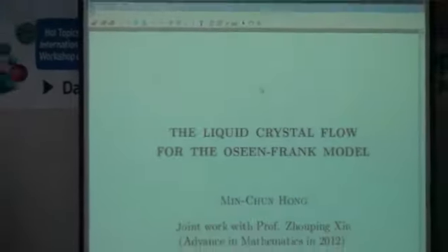Usually, I feel a little bit nervous when I come to give a talk with a lot of experts in this area. But the good thing is, after Peter said the Oseen-Frank model is still the golden model, it's okay. So it means I do something that still has some physical meaning, but maybe not much. Today I'm talking about my joint work with Professor Zhou Pingxin. It just appeared this year.